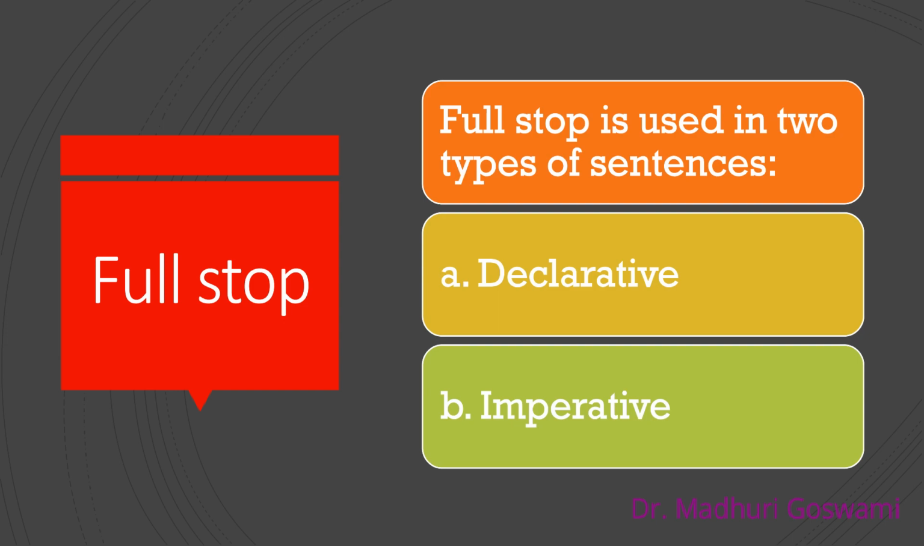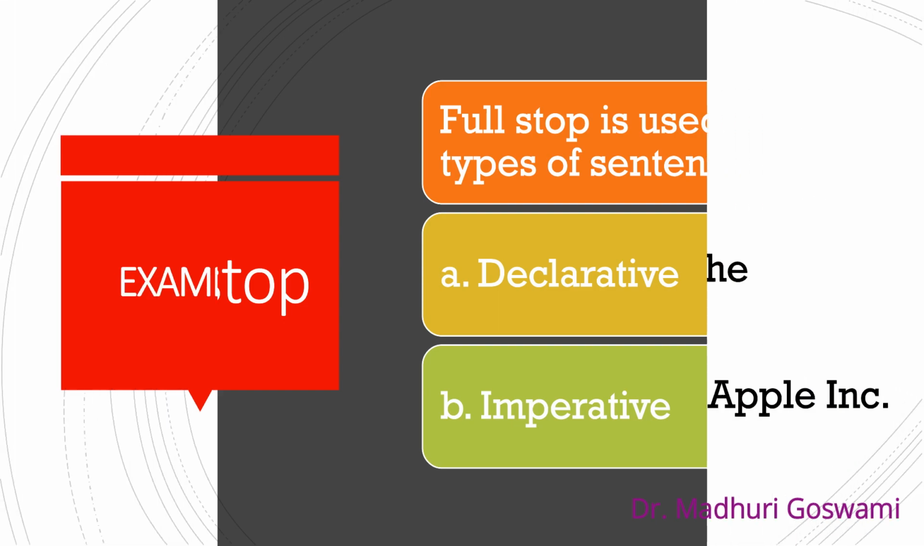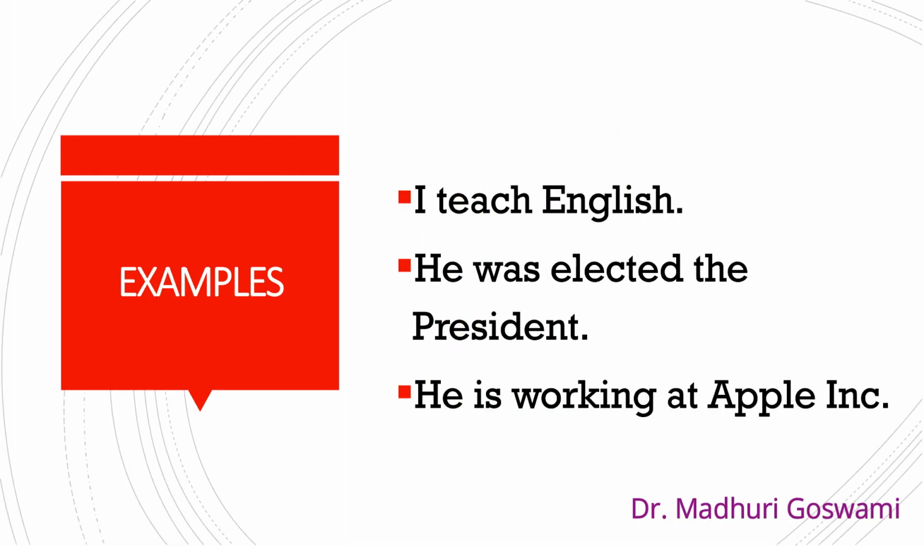Let's take up some examples. I teach English. He was elected the president. He is working at Apple Inc. Here in this sentence, this word Inc. is the abbreviation of Incorporated Company. At the end of this, there is the use of a full stop. And if it's used at the end of the sentence, then there is no need of another full stop.